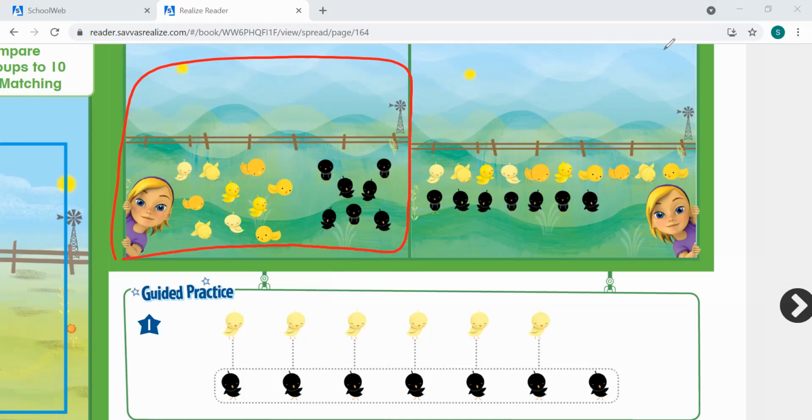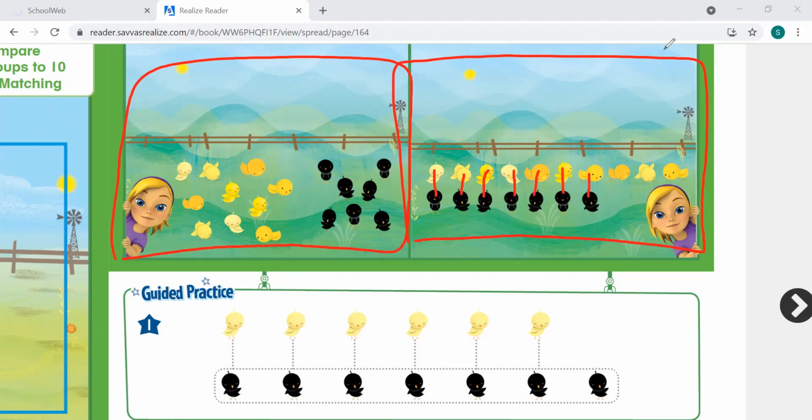Well, it does look like the group of yellow chicks is greater in number, but I don't know for sure. So how can we compare the two groups? Well, I can line them up and I can match them 1 to 1. So over here in this box, they're lined up and we can match them 1 to 1. So let's do that. We can match one yellow to one black, just like that.